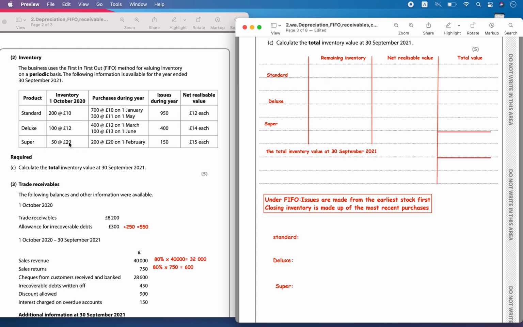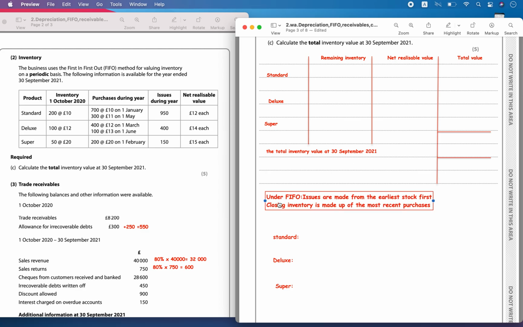So they have three types of products. They have opening inventory, then they have made some purchases, then there are issues during the year, and there is net realizable value. So we are supposed to calculate the total value of the closing inventory at 30th September 2021. So let's calculate this. It is issued using FIFO, which means the closing inventory is going to be made up of the recent purchase rate. Okay. So now the first one is the standard.